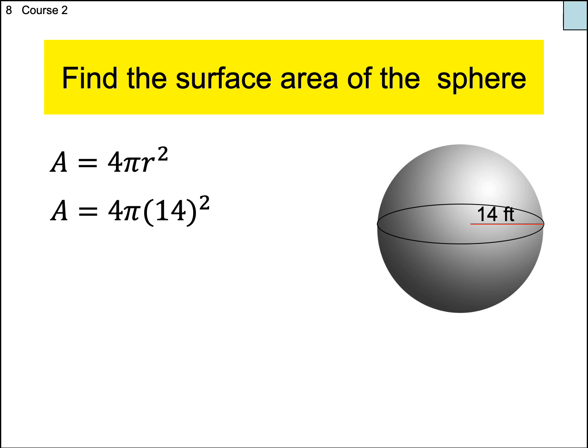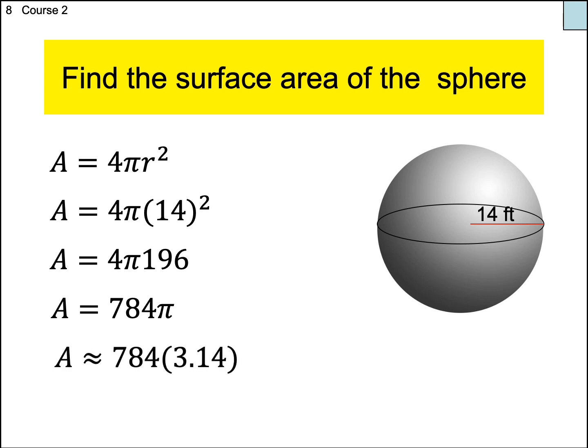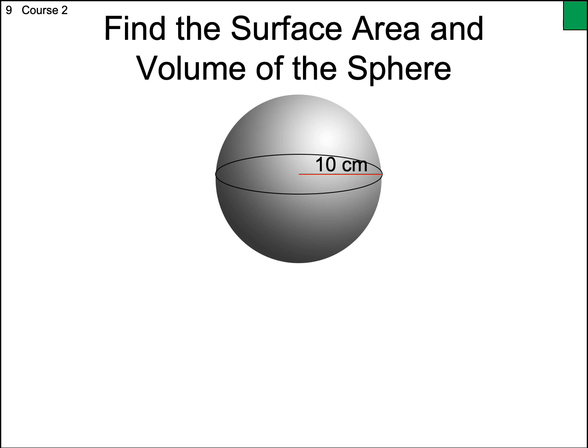With a smart calculator, scientific calculator, you just type it in as it appears. With a dumb calculator, you got to do PEMDAS. Let's see. 14 squared would be 196. 196 times 4 would be 784. Make use of the pause button if I'm going too fast. And 784 times 3.14 is approximately 2,462. And we're doing surface area here, so square feet. Okay.